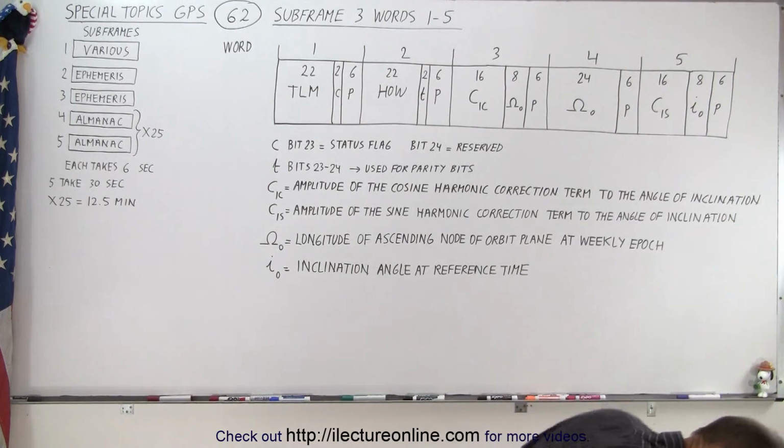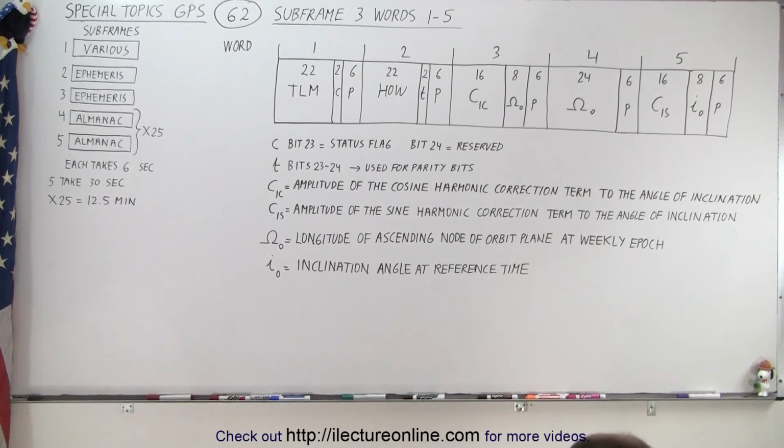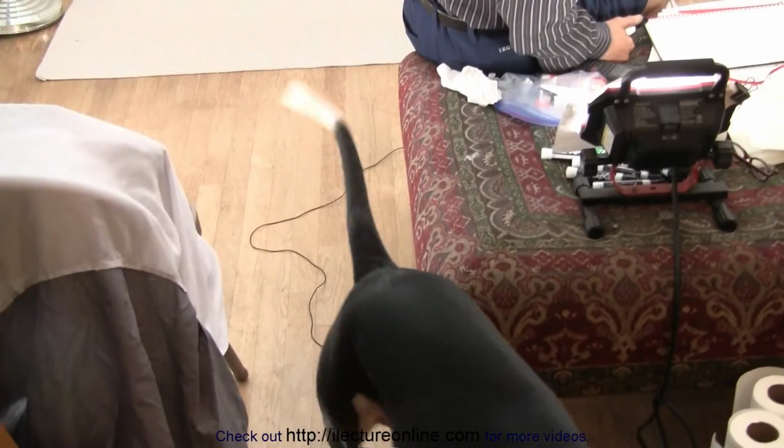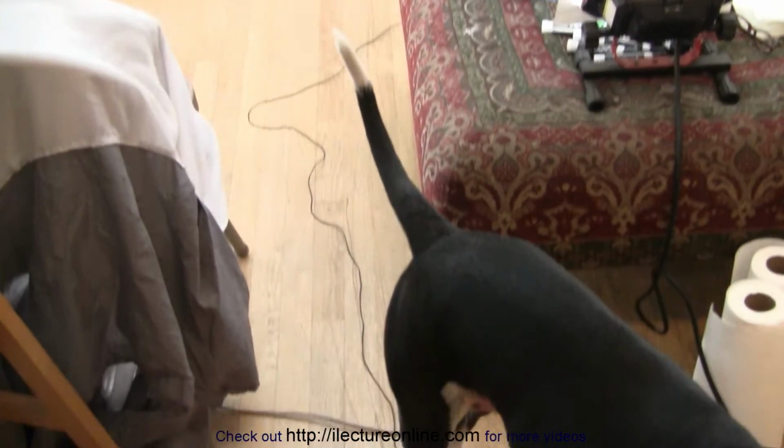So what's in the next 5 words? Yep, there it is. There's the other 24 bits, just as I suspected. All right. Argument of the perigee.